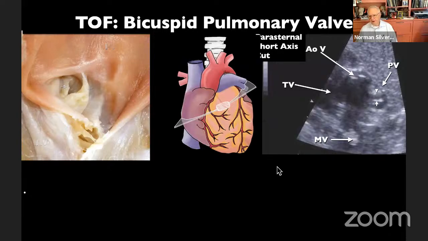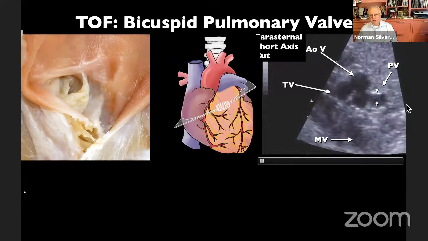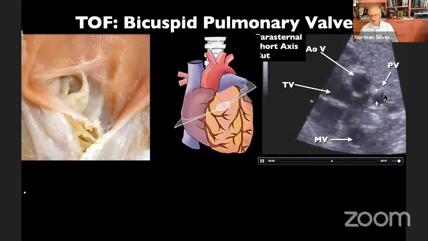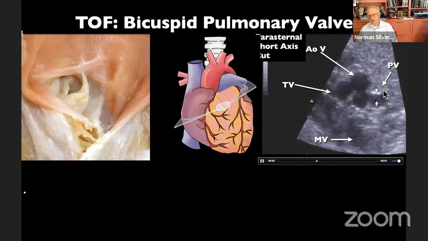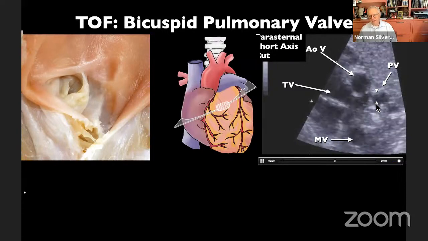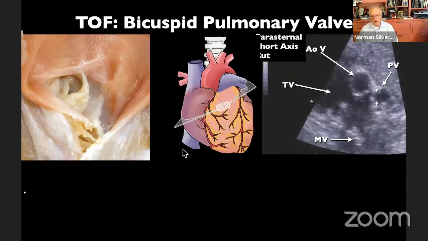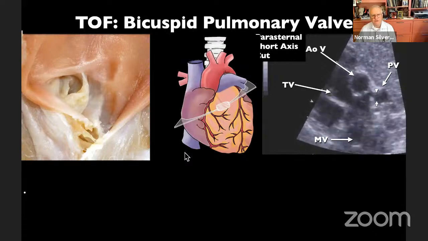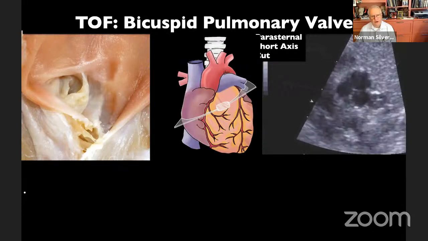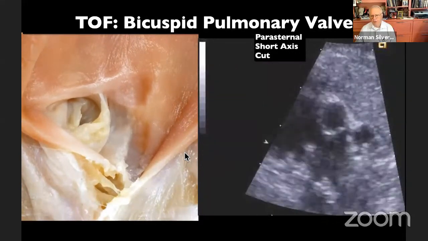So here is an echocardiogram showing the bicuspid valve, but in this case, in a very unfavorable position, because here, if a transannular patch has to be placed, you'll destroy the anterior leaflet of this bicuspid valve. And bicuspid valves occur in over 60 to 70% of patients with tetralogy of Fallot. So that's an important figure.